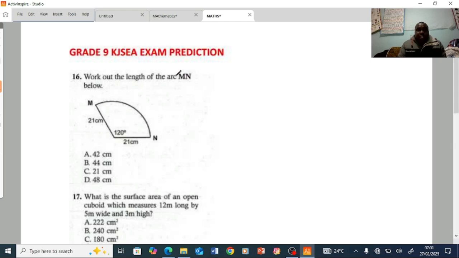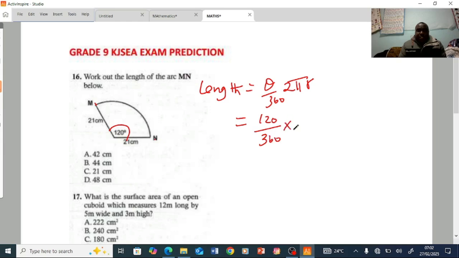Work out the length of MN. Length of MN. That one is simple. We have the angle, the arc length is equal to theta over 360 times 2 pi r. So our theta is 120 over 360 times 2 times pi, 22 over 7, times r, and our radius is 21.